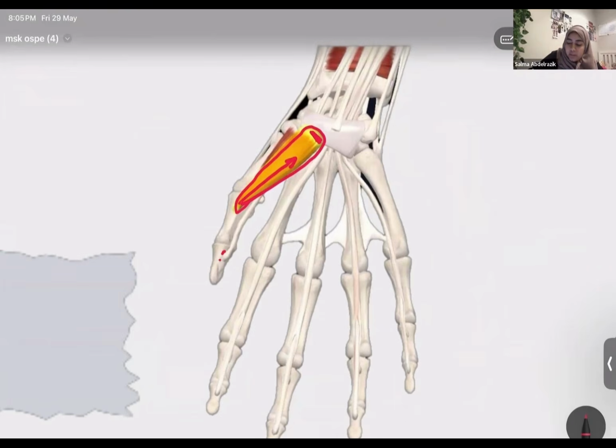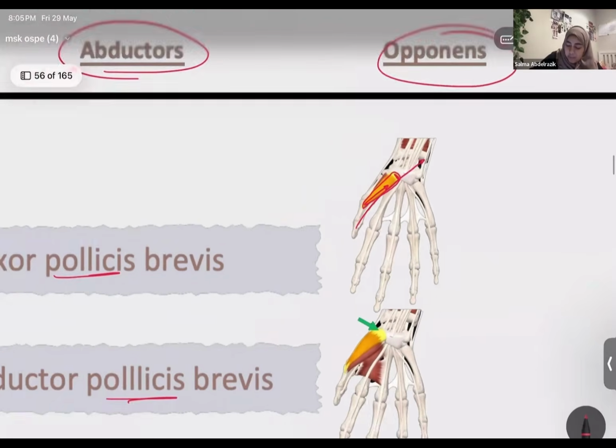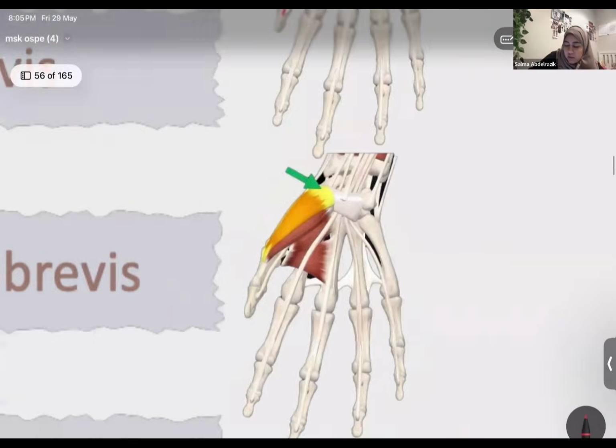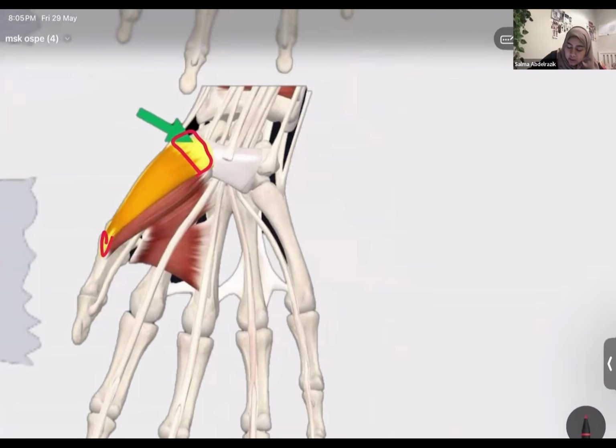It will basically pull the thumb towards here. So it will be flexing the muscle, flexing the, what is it called? The thumb. I have the abductor pollicis brevis. It's over here. It abducts it. These are clear, right? These two are like the beginning and end.